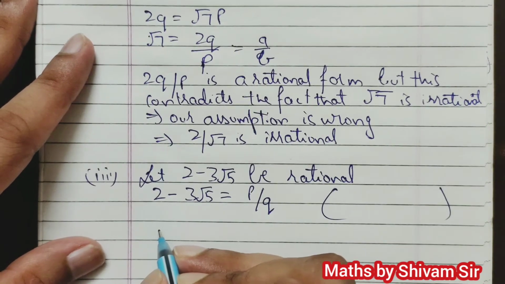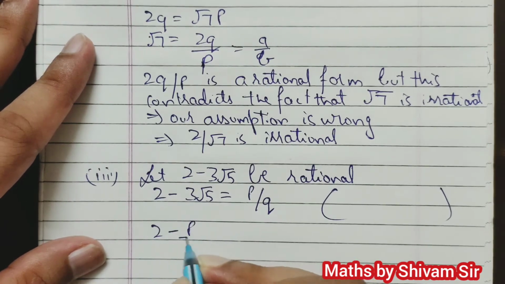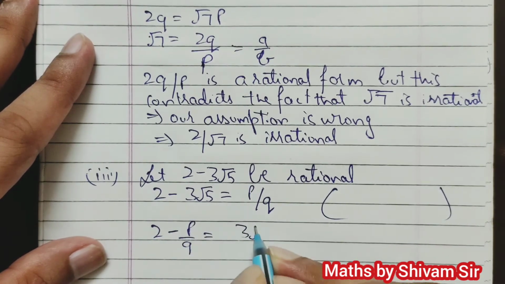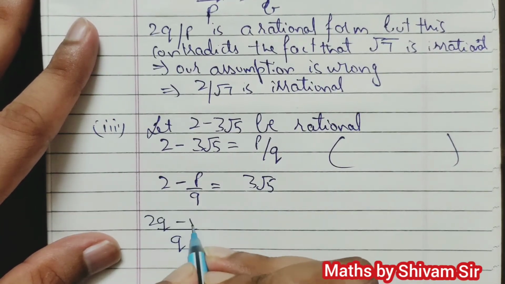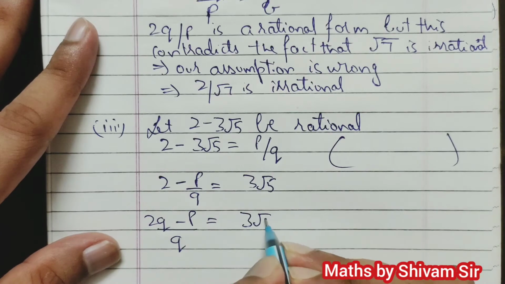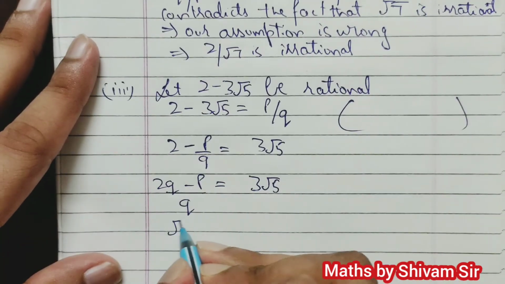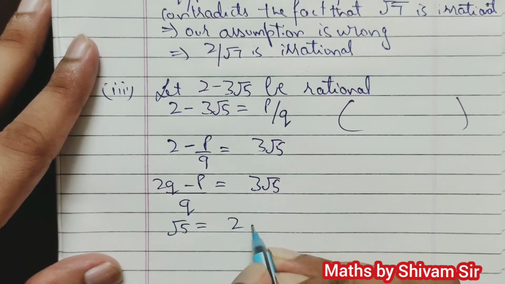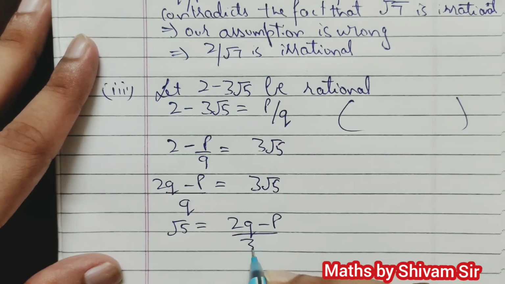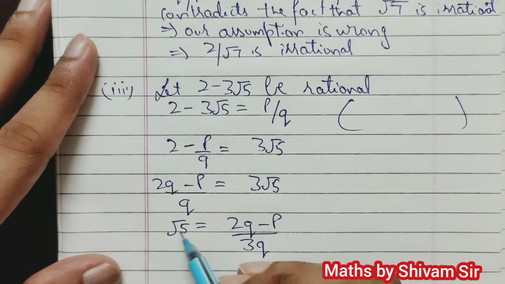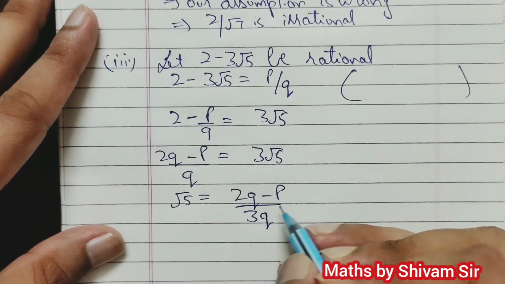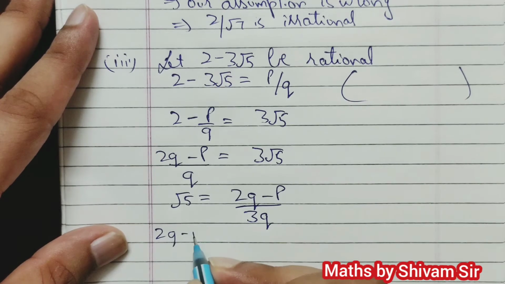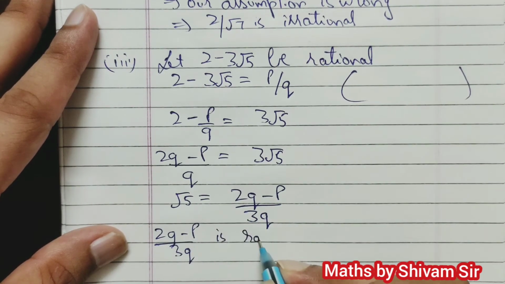So from here we can say 2 minus p upon q is equal to 3 root 5. Taking LCM, 2q minus p is equal to 3 root 5. So root 5 is equal to 2q minus p upon 3q. Root 5 can be written as 2q minus p upon 3q. So this is again an a upon b form. So 2q minus p upon 3q is rational form.